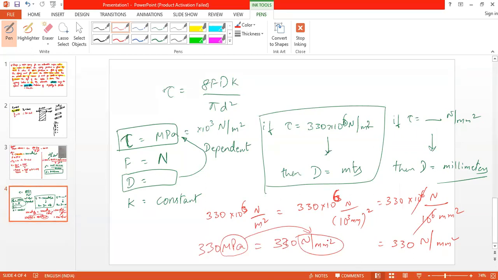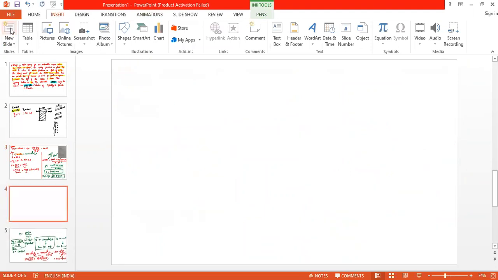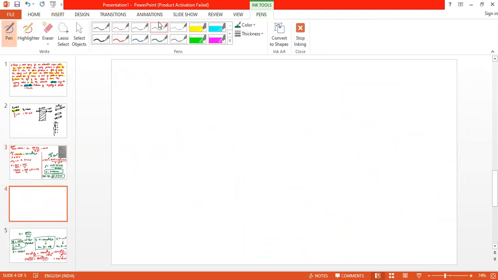So now the unit is millimeter here. If I am using 330, then I'll get the answer in terms of millimeter, 2.383 mm. And the standard size is 2.5 mm. Any doubt?